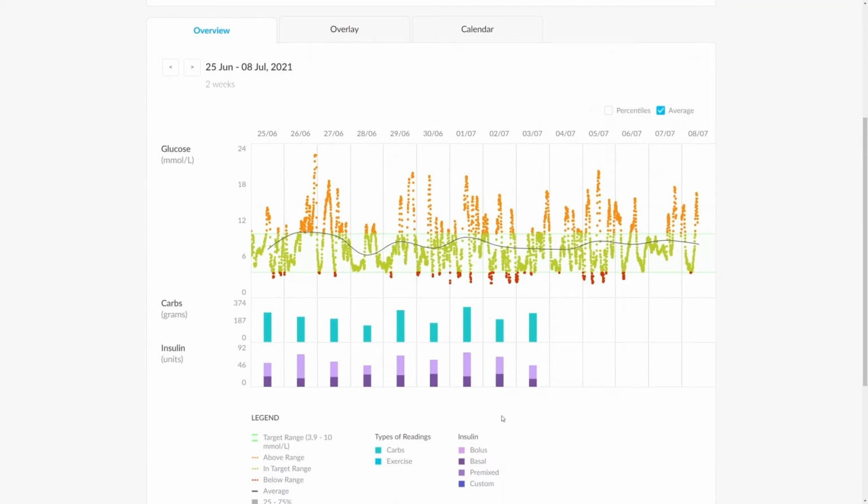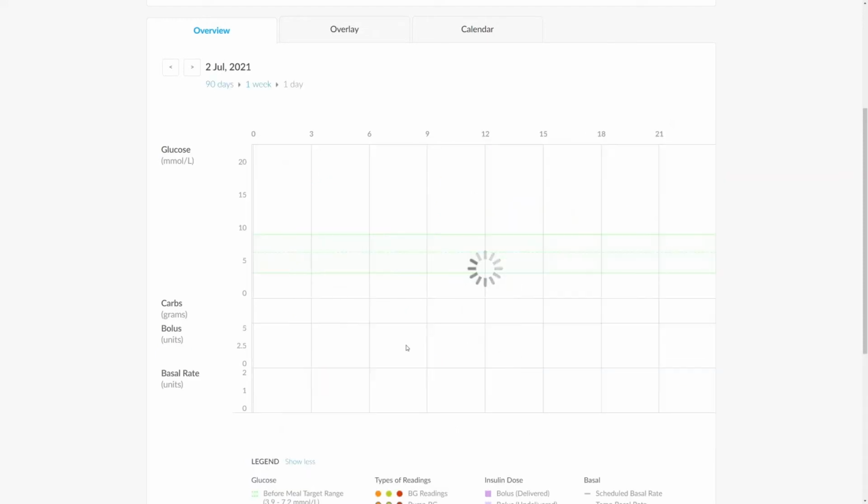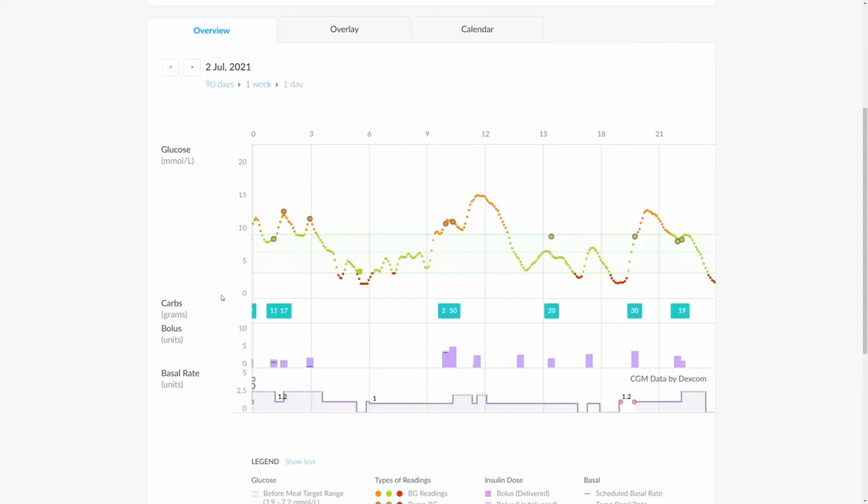The great thing about the charts within Glooko is that they can be interacted with. So when we highlight a particular day, we can see the median glucose for that day, we can see the total carbs, as well as the total units of insulin over the course of that day. If we want to see this information in a more detailed view, we can actually click on that specific day, and that will then bring up a much more detailed chart which will show the CGM results, but this time they will be presented alongside the individual blood glucose values that were recorded.